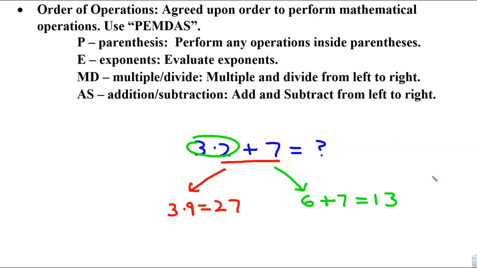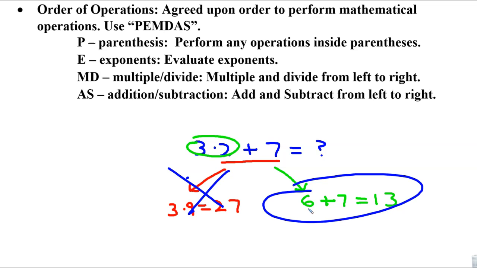So as far as my quick example here, which one of these is right? Well, I want to multiply and divide before I add and subtract. That's why the 13 is going to be the answer for this expression. That's an example of correctly following order of operations.